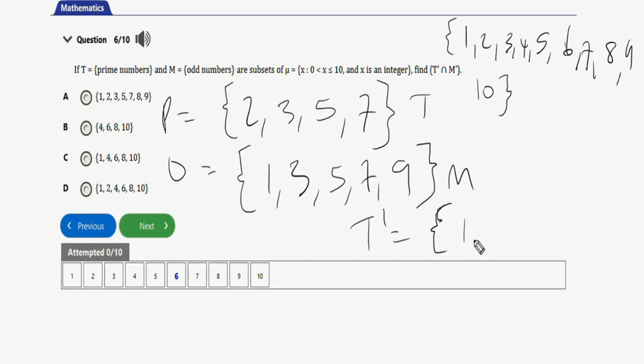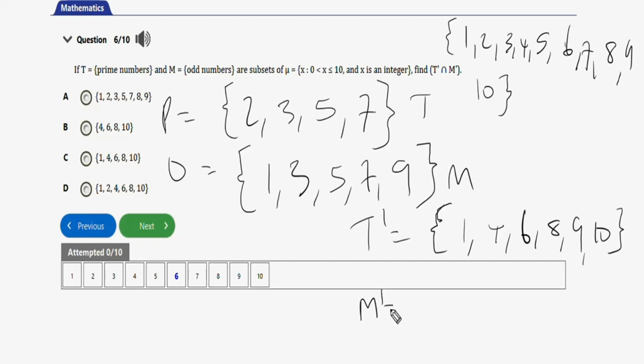That's for the prime numbers. We have 1, there is 2, there is no 4, there is 5, there is 6, there is no 6, there is 7, there is 8, there is no 8, there is 9, there is no 9, there is 10, there is no 10. So that is for T complement.